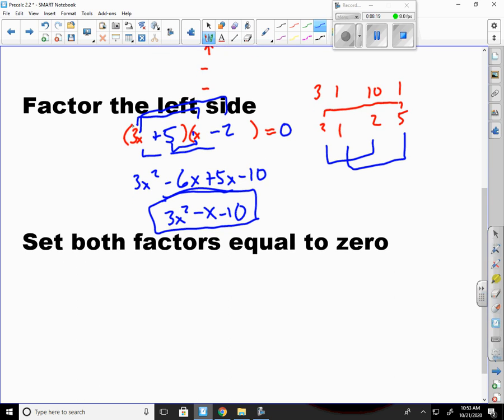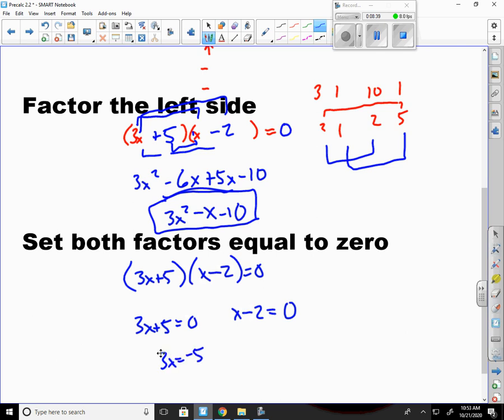Now I set both of these factors equal to 0. So it was 3x plus 5 and x minus 2. Set those both equal to 0. You get 3x plus 5 equals 0 and x minus 2 equals 0. Subtract the 5 over. 3x equals negative 5. Divide by 3, x equals negative 5/3. Add the 2 over. x equals 2. These are my two answers for this question.